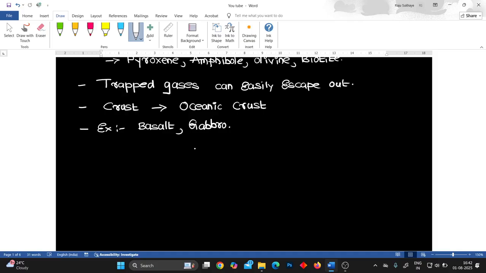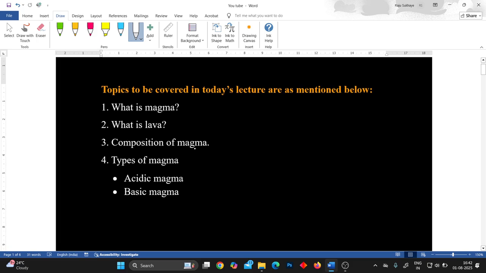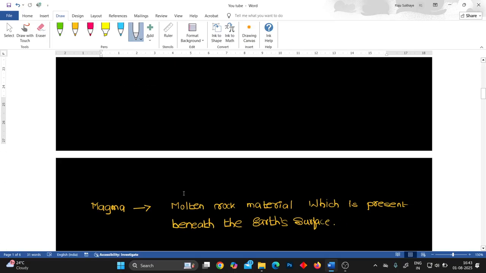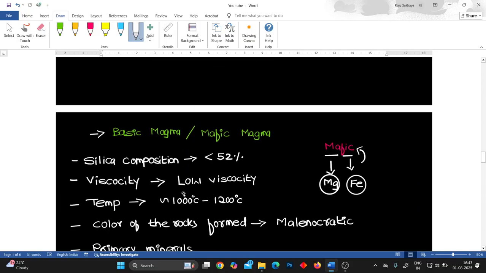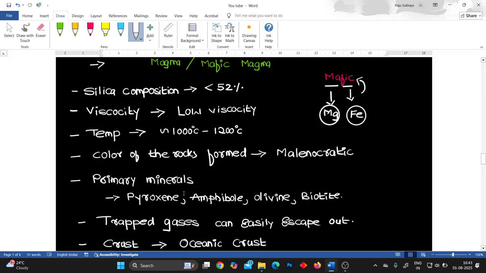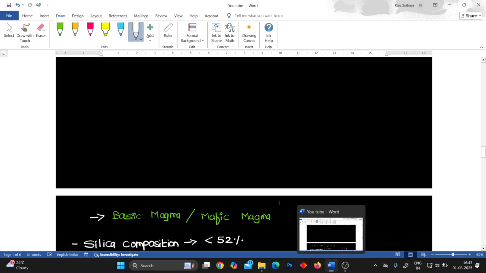So this was a short lecture on igneous rocks. We discussed what is magma, then what is lava, then composition, what the magma is composed of, then types of magma. We have seen acidic magma and basic magma. I hope you have understood this. Definitely in the upcoming lectures as well, we will be seeing the remaining parts of igneous petrology. Okay, so with this, I will stop this lecture here.